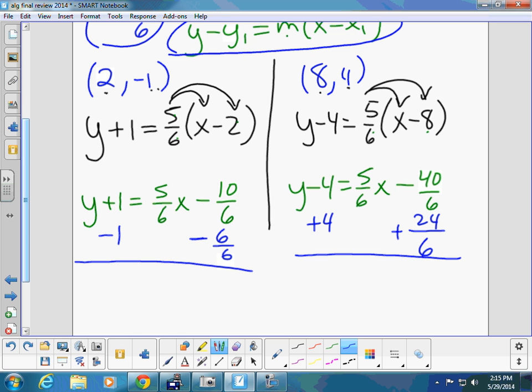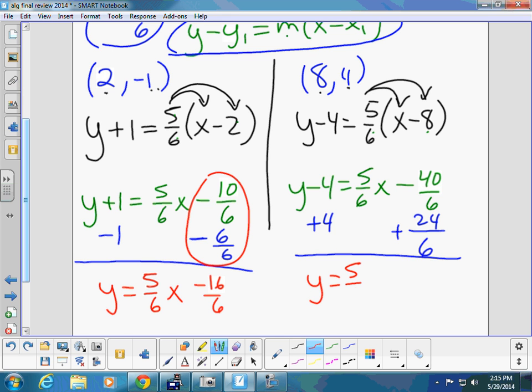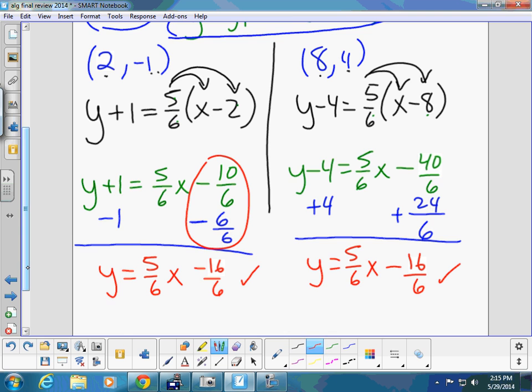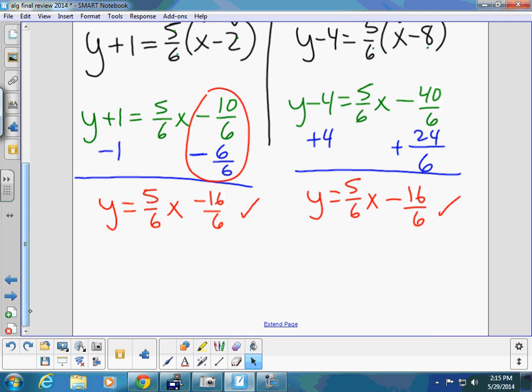It might be a little tricky. You might have to do it on your calculator. So y equals 5/6 x, and negative 10/6. If I combine these two together, I get negative 16 over 6. Okay, let's check over here. y equals 5/6 x, and negative 40 and 24 is also negative 16 over 6. So it checks. I have the right line. So I guess that was the next answer.